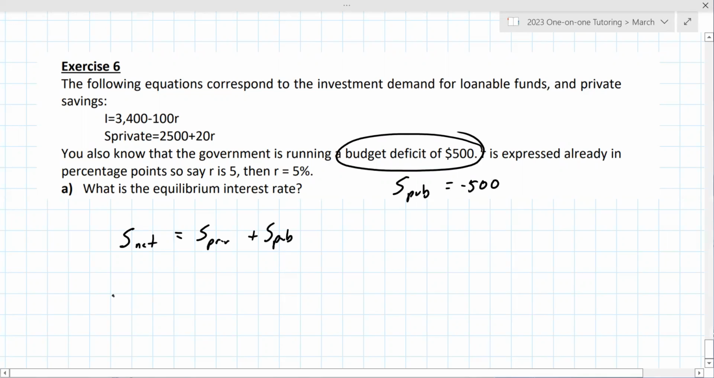All right, so the I here is 3,400 minus 100R equals 2,500 plus 20R minus 500.